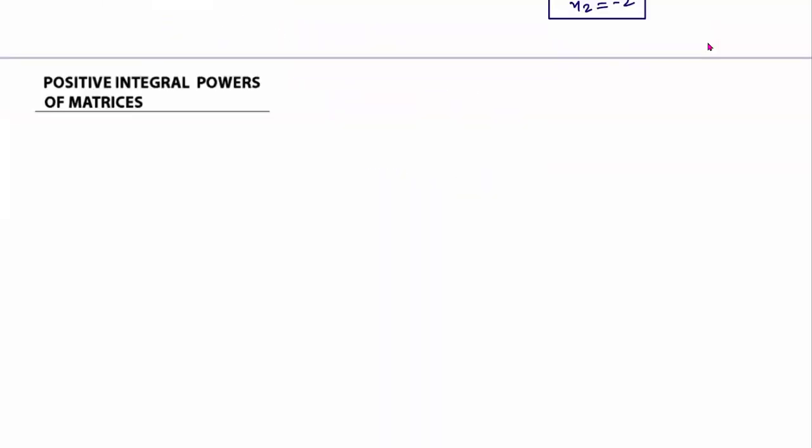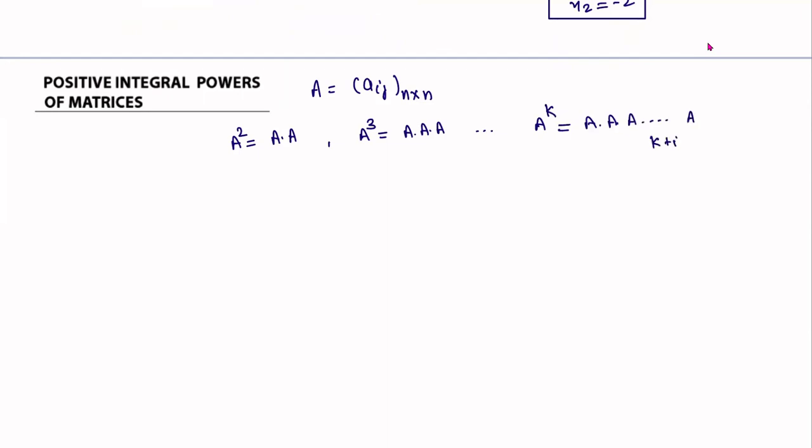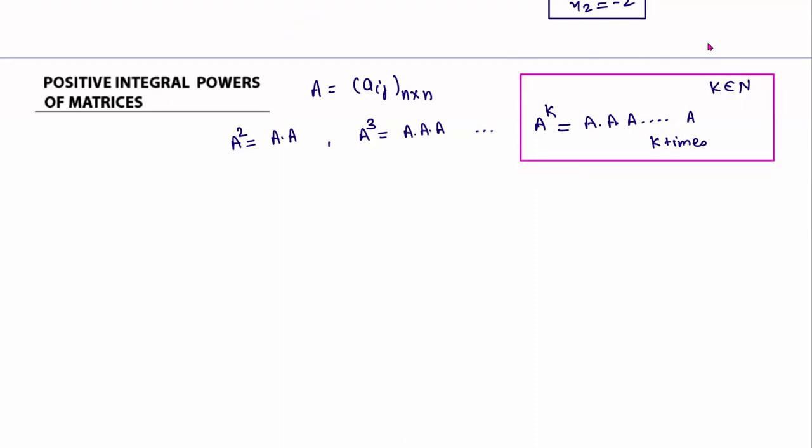Today's topic is positive integral power of a matrix. So, we have one matrix A, Aij, of order n cross n. What is A square? That is A into A. Similarly, what is A power 3? That is A into A into A. And so on, what is A power K? A into A into A up to K times. So, when we are multiplying any matrix K times, that is A power K, and K is a natural number. That's the meaning of A power K. When we are multiplying a matrix A, how many times? K times. Am I correct?